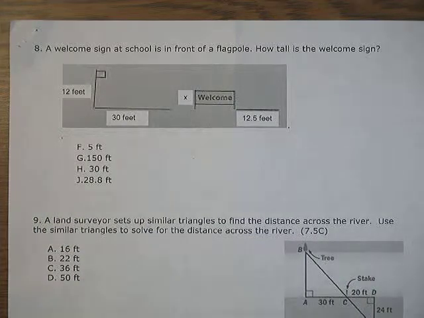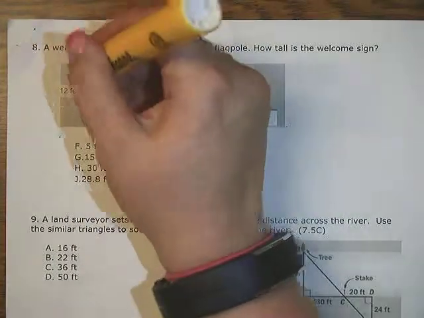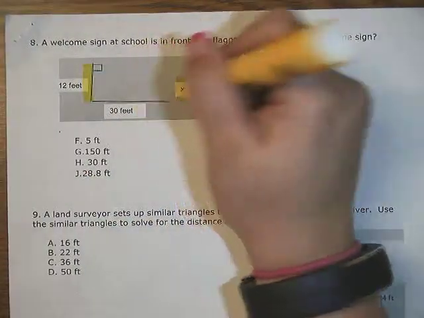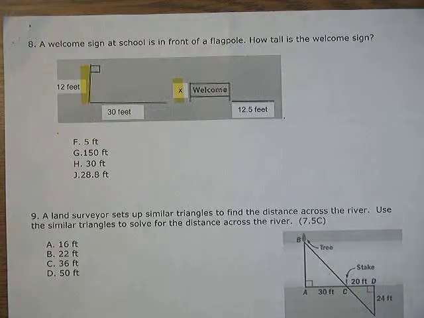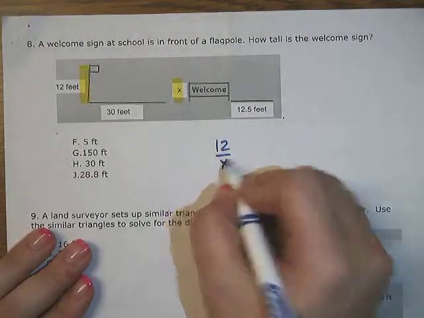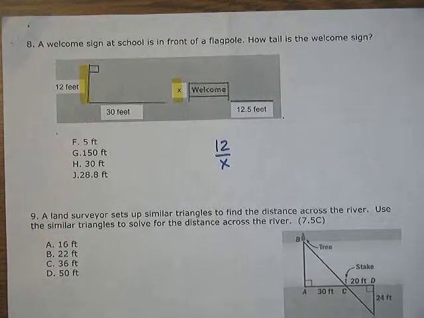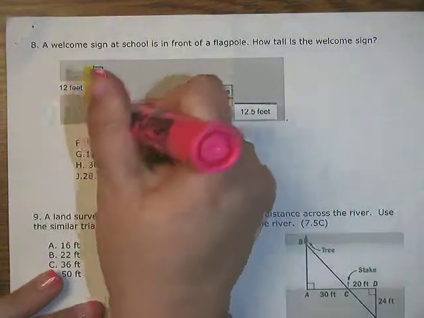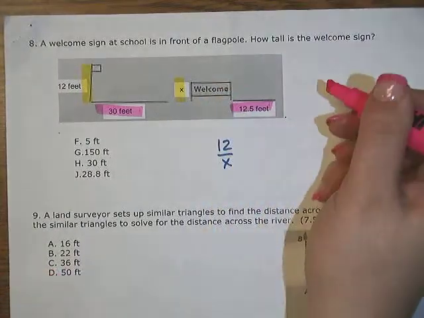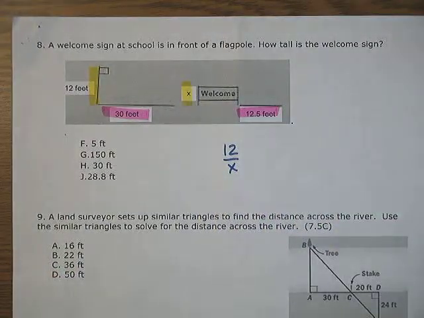Well, first, with my highlighter, I'm going to say, well, 12 is the height. And over here, x is the height. So those two guys are going to be corresponding. So I'm going to write 12 over x for my first proportion. Now on the other number, I see that 30 is the length and 12.5 are the length. That's how far it is from each sign to the end of the shadow.